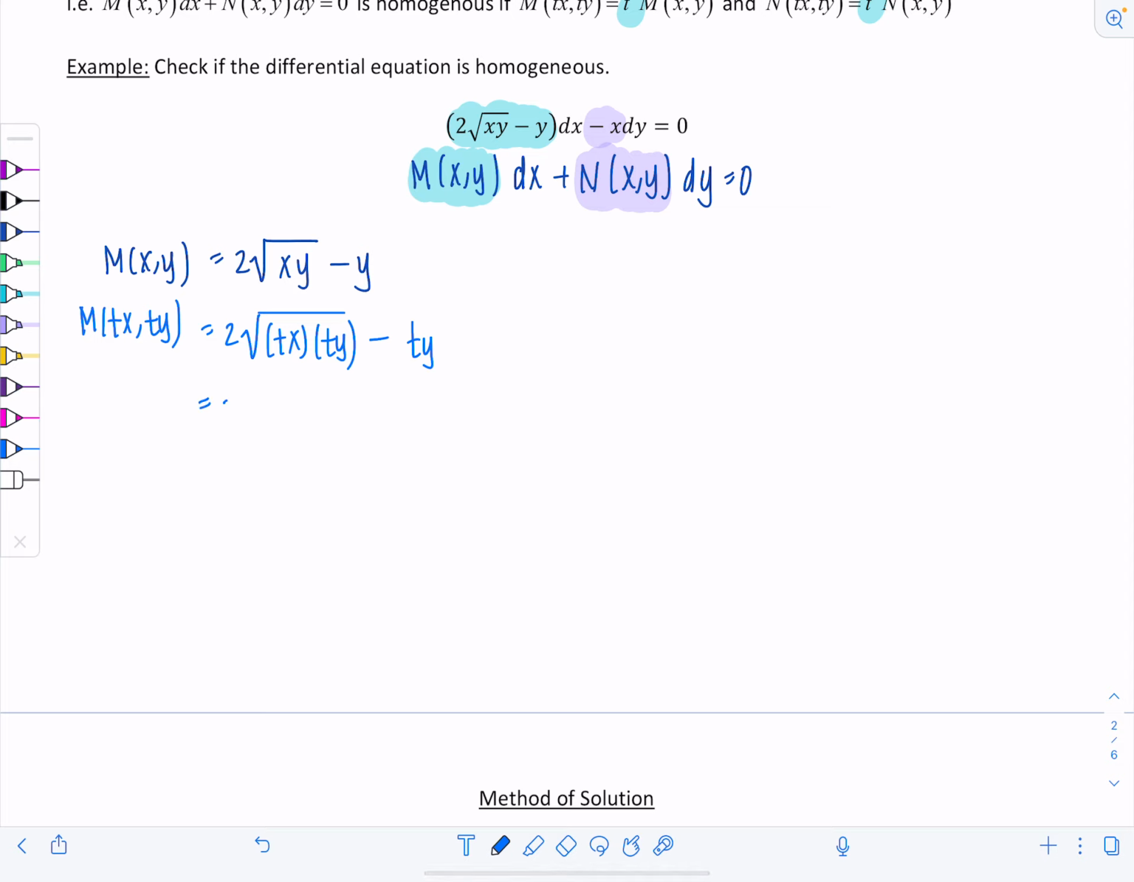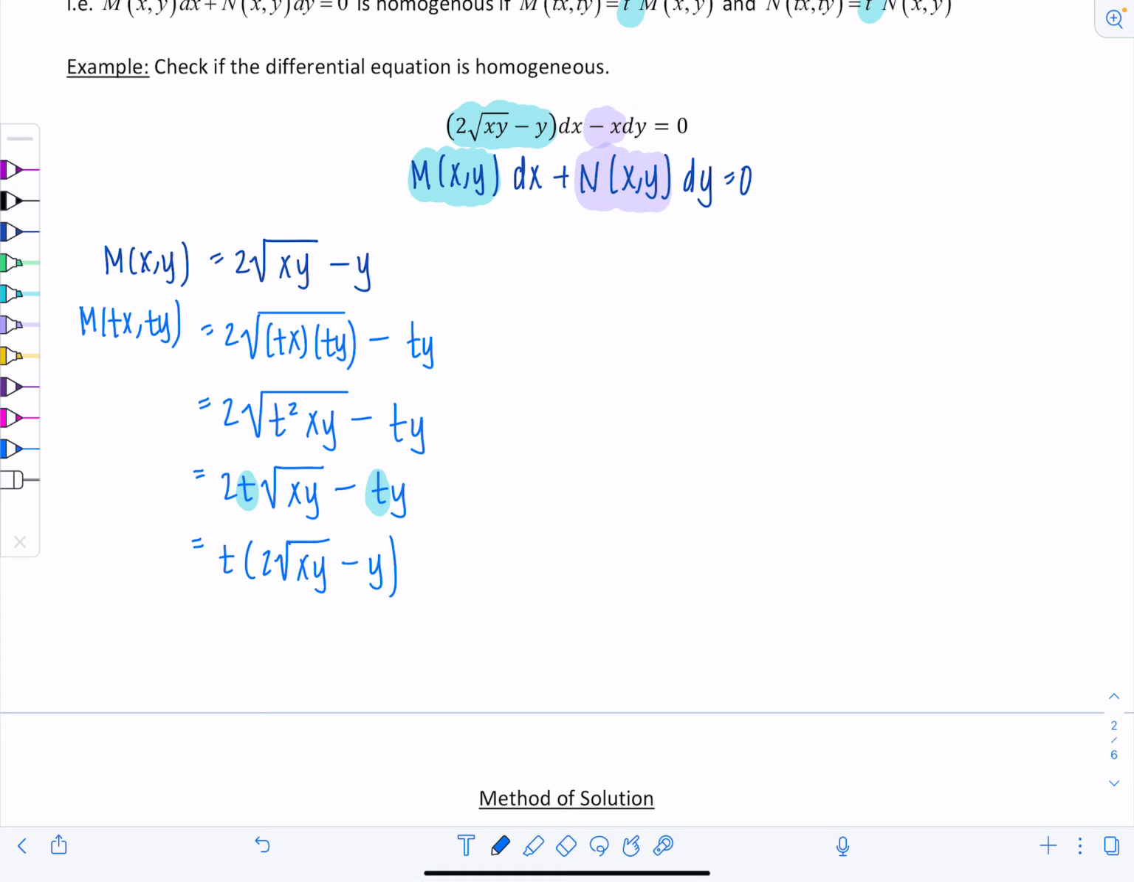Now let's see, underneath the radical, I'm going to have t squared xy minus ty. And then I can simplify, take that t outside. So I have 2t rad xy minus ty. And notice now I can factor out a t from both those terms. So I have t times 2 rad xy minus y.